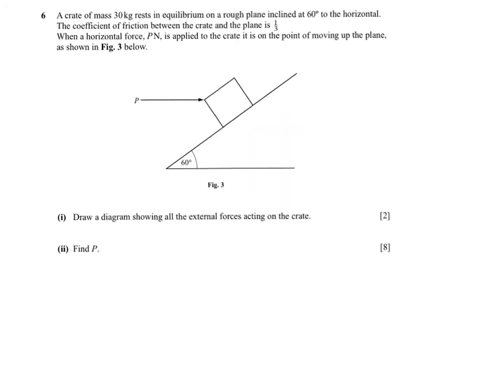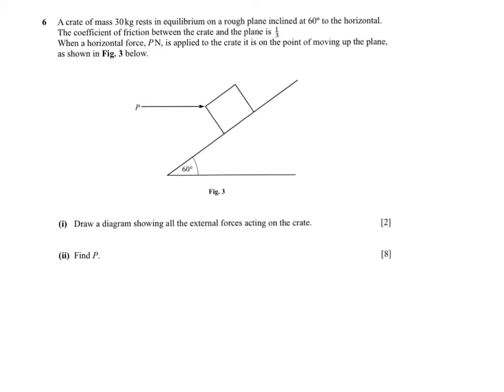May 2011, M1, question 6. Part 1, draw a diagram. We will have the weight of the crate acting down, so that is 30G. The reaction to the plane.